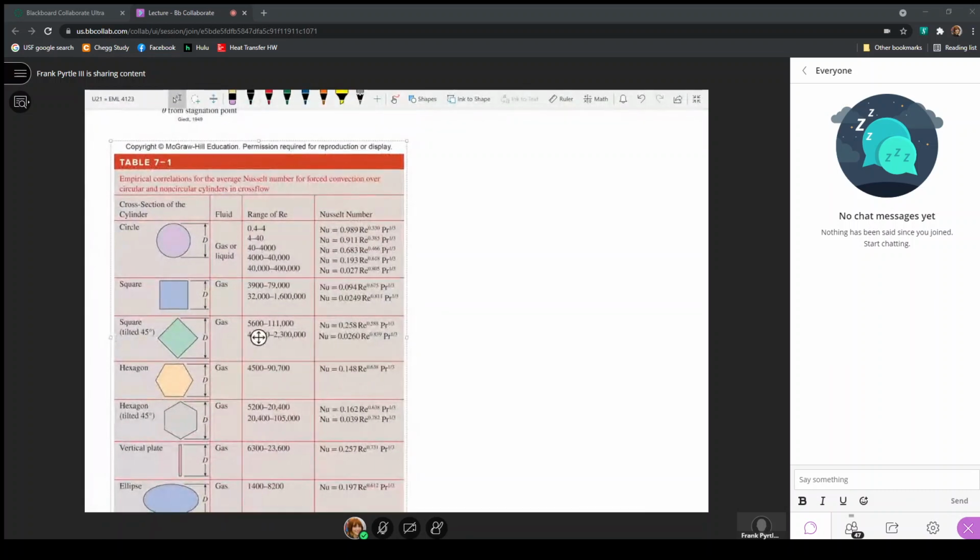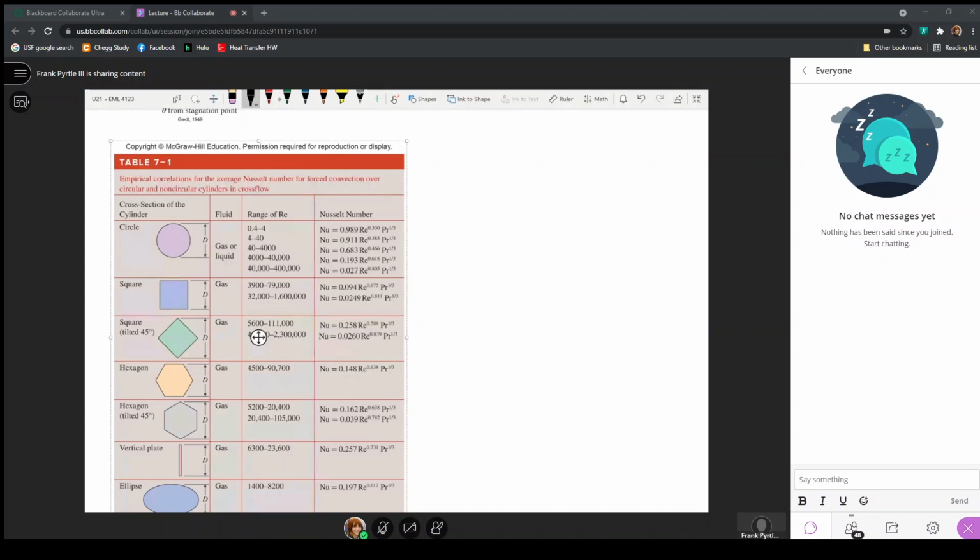So if we're using this table, which is a result of multiple investigations into flow over a cylinder, or what we call non-circular cylinders, in that we have these different shapes. The fluid is flowing here from left to right, or it could be right to left, but it's just flowing over the perimeter of each of these circular and non-circular cylinders.